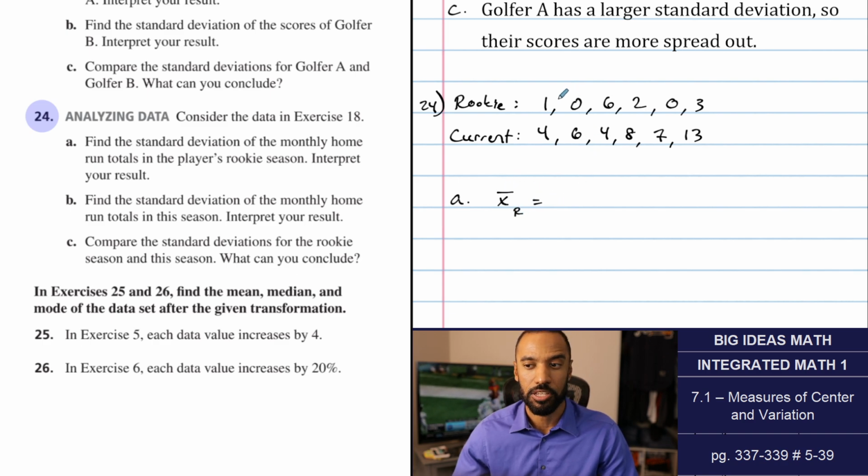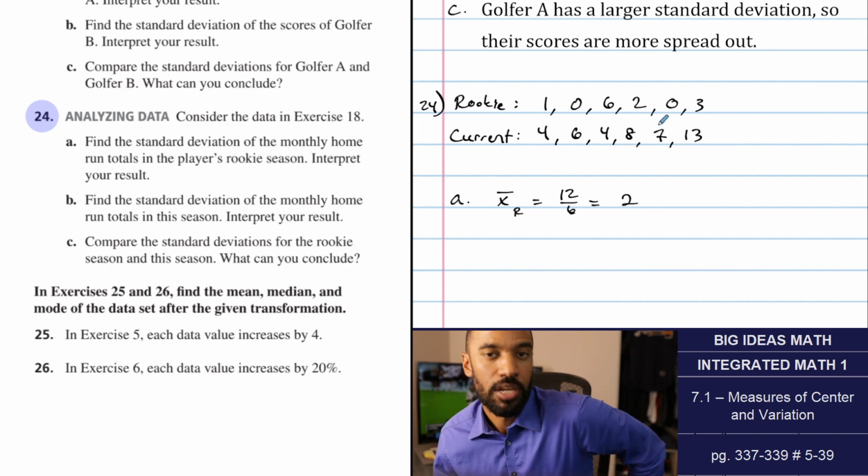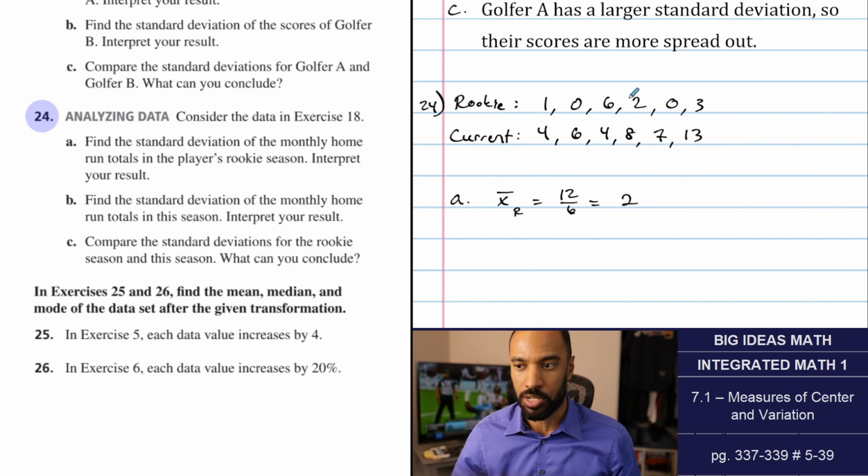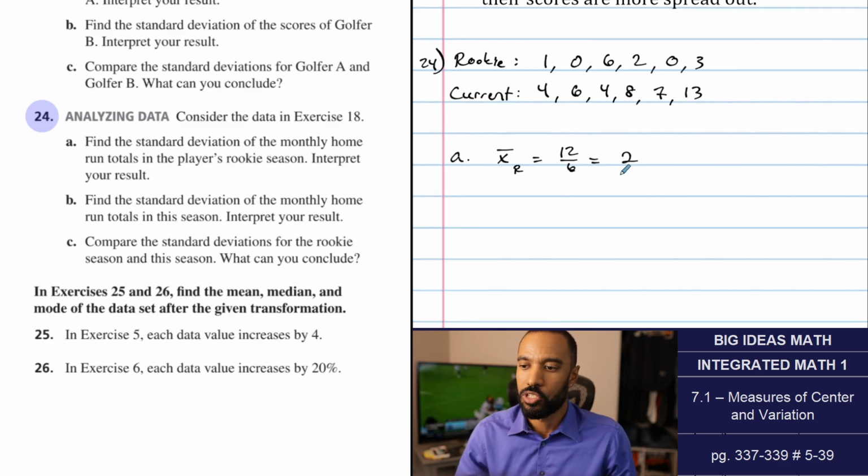And again, I'm going to go faster if I can. You add them up and divide by how many there are. 1, 7, 9, 12. 12 over 6 is 2. He averaged 2 home runs a month in his rookie season, even though he only hit 2 once. That was his average. So there's his average.